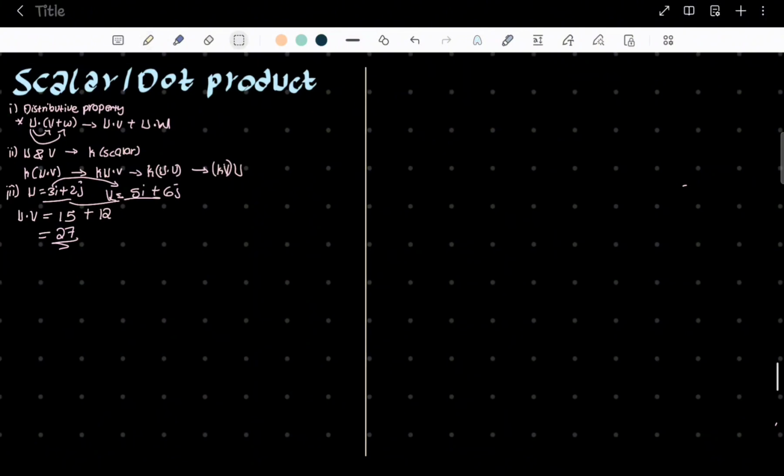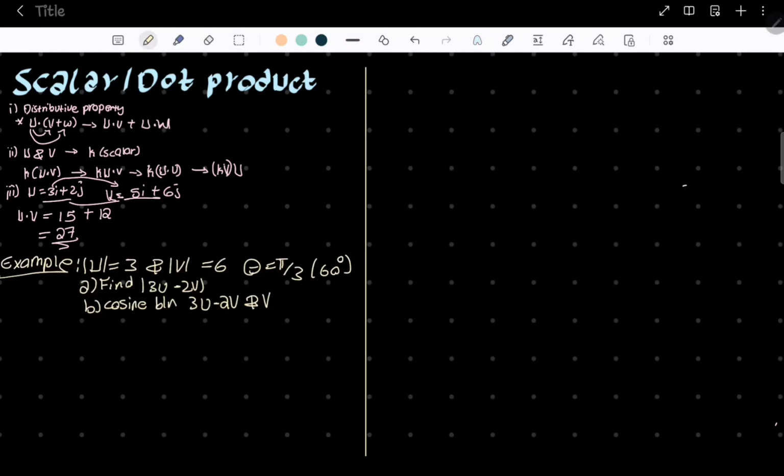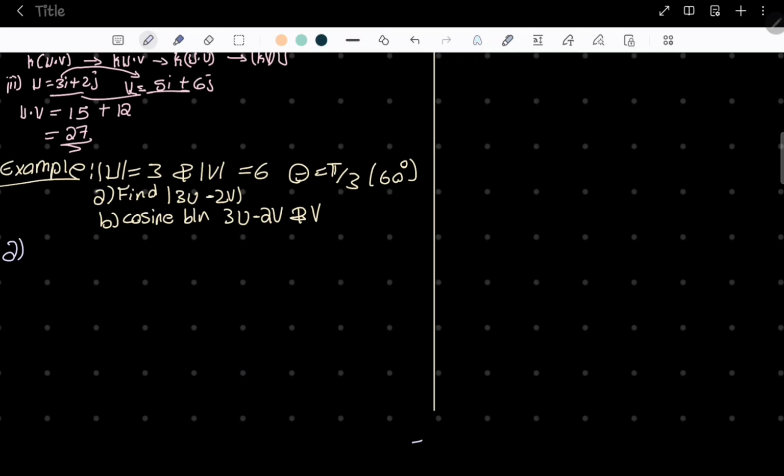So next we're going to do a bit of a tricky question. Let's get started. We are given the norm of u as 3 and the norm of v as 6. And we're also given theta, which is 60 degrees. So we're asked to find the magnitude of 3u minus 2v and the cosine of the angle between 3u minus 2v and v. So what we're going to do first is look at what we're given.